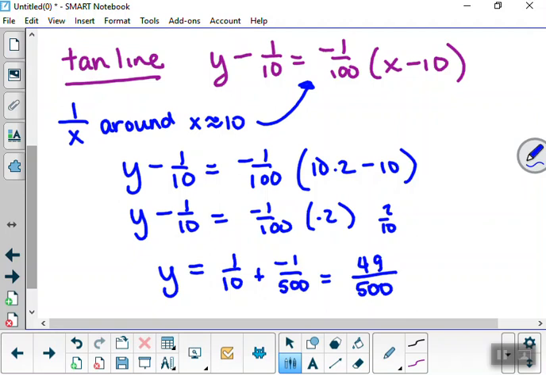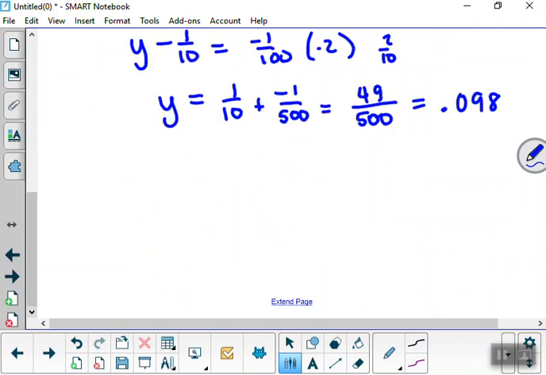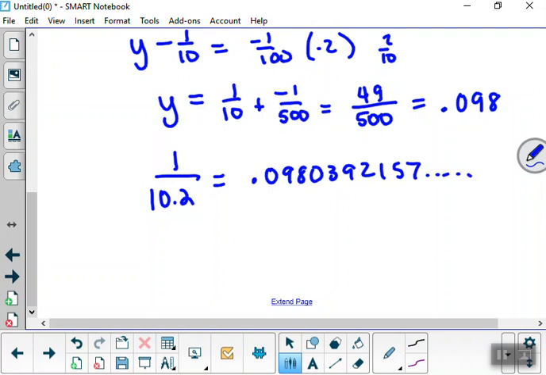And if we want to look at what that value is, 49 over 500 is 0.098. If you grab your calculator and you look at 1 over 10.2, you're going to see that that's equal to 0.09803921557, and so on. Now, it's easier to type this in the calculator than to do that linear approximation. I understand that. That's not the point.